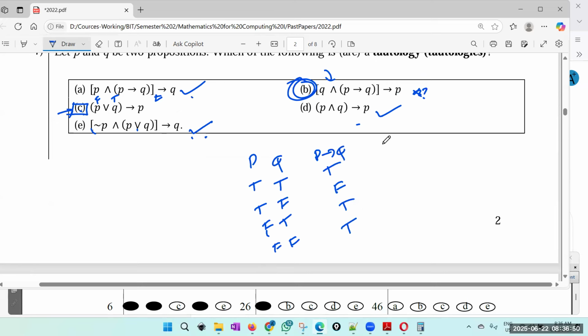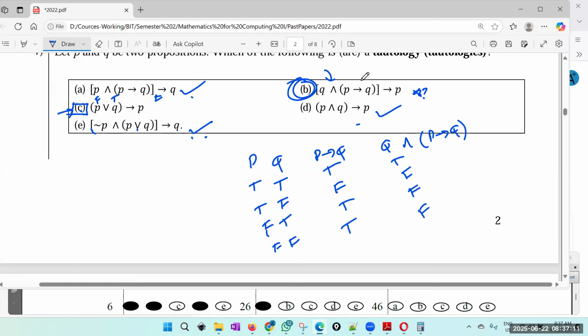Right. So now I can write Q and P implies Q. True and true is true. False and false is false. False and false is false. True and false is false. False and true is false.